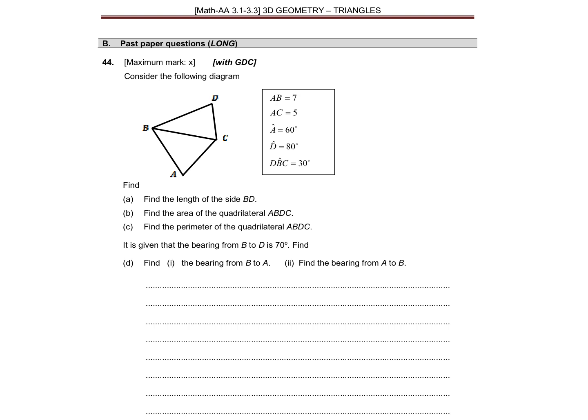Okay. Find the length. Okay, so hold on. We've got 7, 5, 60, 80, D, B, C, 30. So this is 50. No. 70.